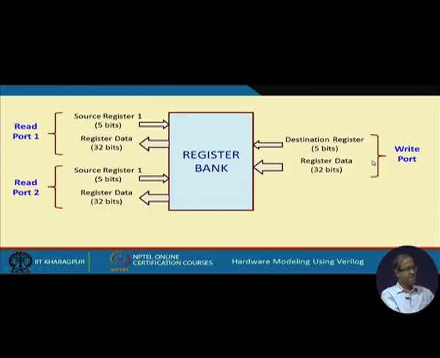And this is a picture you also saw earlier. For this case also we need a register bank that will be having 2 read ports and 1 write port. So, there will be 32 registers, that is why the source and destination registers are 5 bits each, and each register is 32 bits long. So, the register data are all 32 bits.